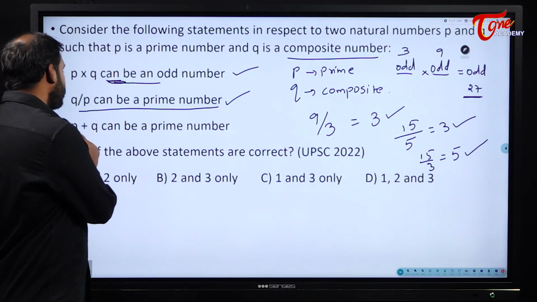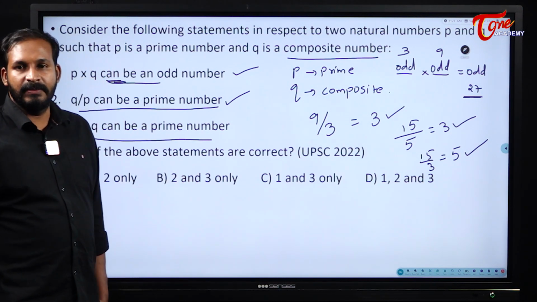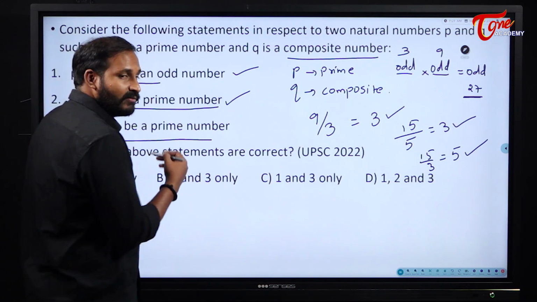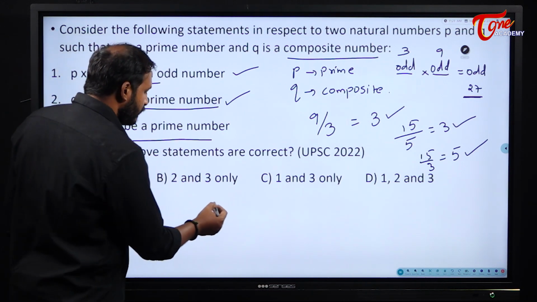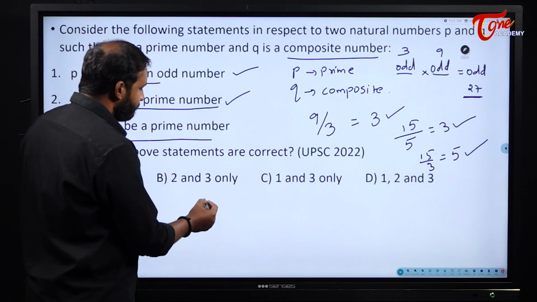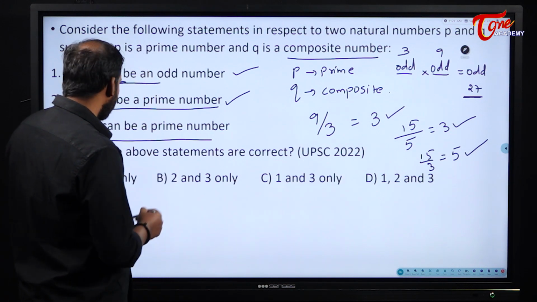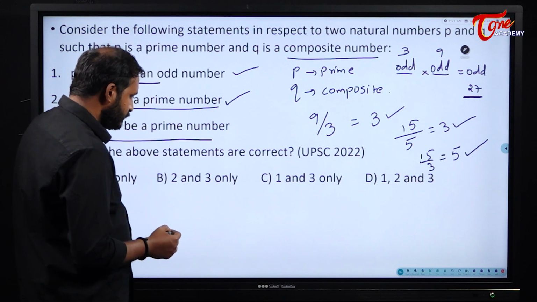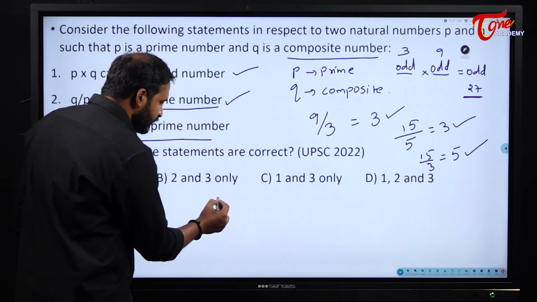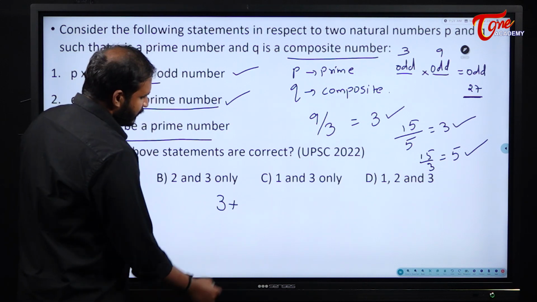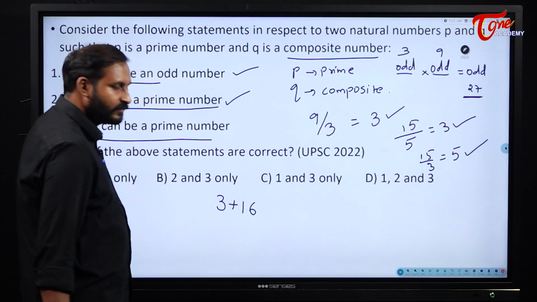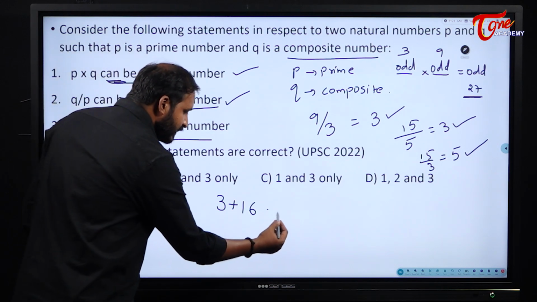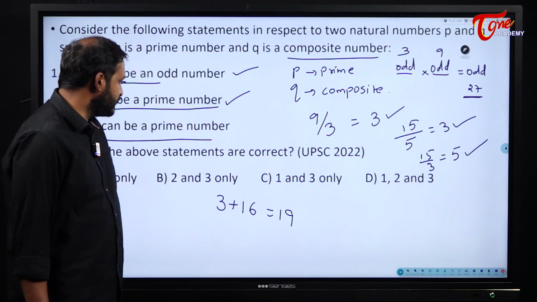Okay, next, P plus Q can be a prime number. So what are the values of P and Q I can take? Generally, Q should be a composite and P should be a prime number, right? So I will take 3 and some 16. 3 and 16, what is it becoming? 19. 3 and 16, 19, right?